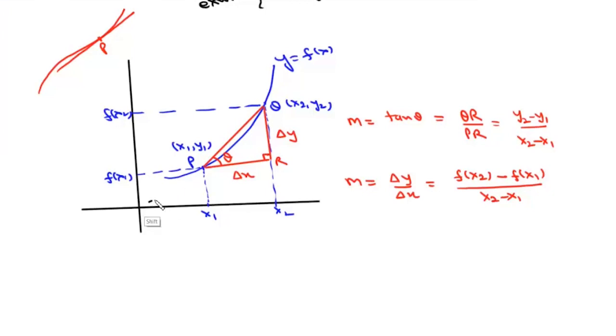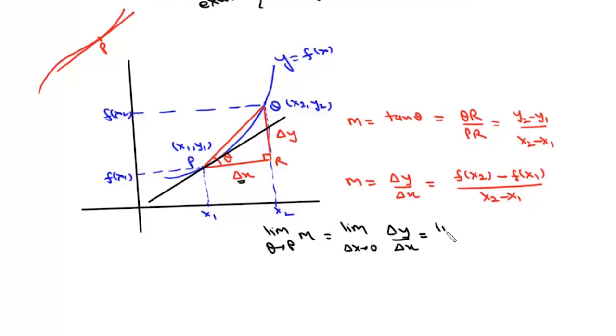Now in order to get this slope of tangent at this point P, we have to find this limiting value when Q is close to P. So we have to take this limit when Q tends to P for this m. Now in this case, when Q is very close to P, this distance delta x is very small. So we can also write this as the limit delta x tends to 0 of delta y upon delta x, and it will be equal to, now when this difference delta x is very small, then this point x2 is nearly approaching x1. So we can also write this as the limit x2 approaching x1 of f(x2) minus f(x1) upon x2 minus x1.